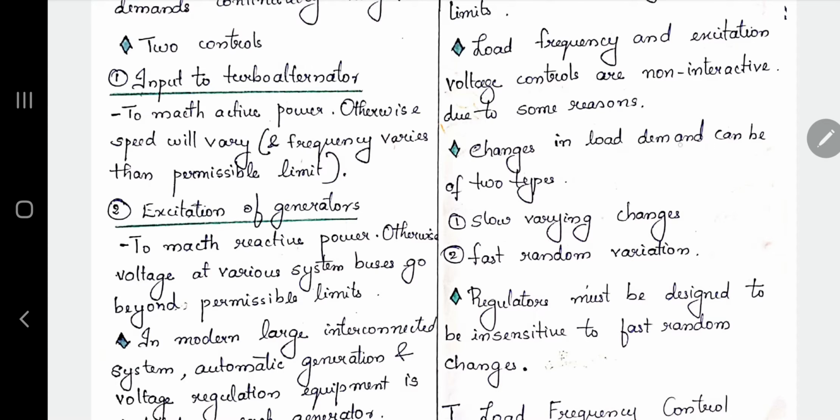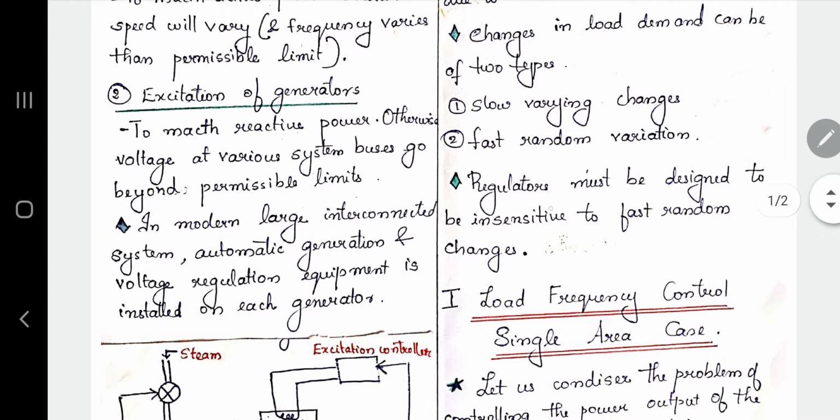Now, changes in the load demand can be of two types. Load demand can vary in two ways: one is slow varying changes and the other is fast varying changes. The regulators are normally designed to be insensitive to the fast random variations, whereas they will be sensitive to the slow varying changes. That means the regulators are designed mainly to work for the slow varying changes, but they neglect the fast random variations. Why? Because otherwise they will be subjected to hunting, as all such random variations would be taken into consideration. So only the slow varying changes will be considered.